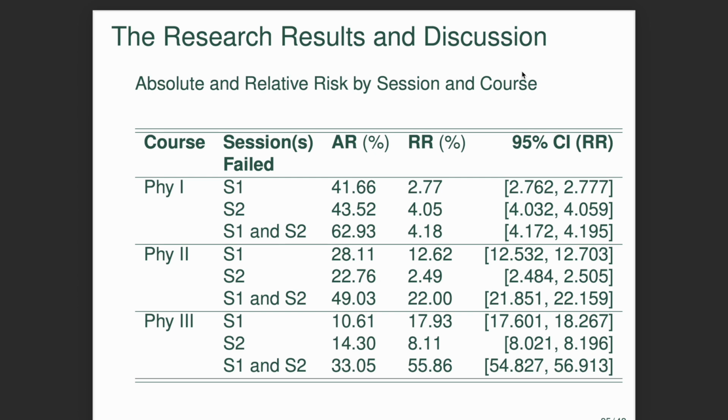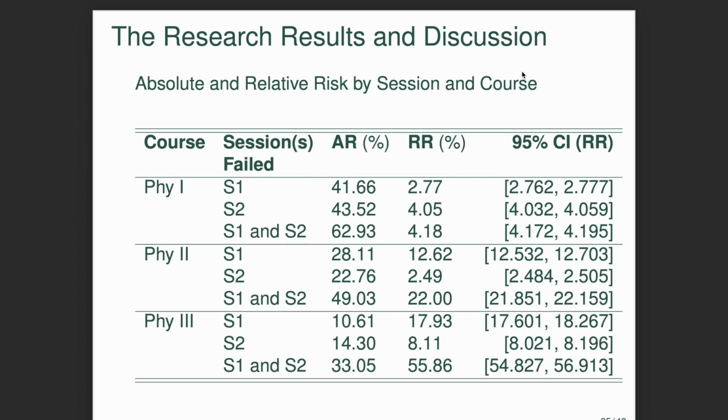Failing the second session increases the absolute risk to 43.52%, with a relative risk of 4.05, suggesting a fourfold increase in the likelihood of course failure. When a student fails both the first and the second sessions, the absolute risk rises sharply to 62.93%, with a relative risk of 4.18, showing a substantial increase in failure probability under these conditions.